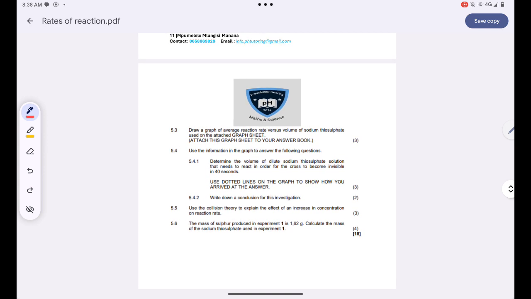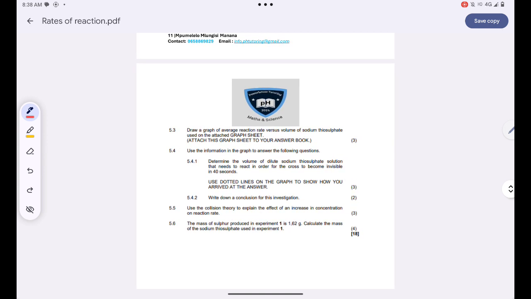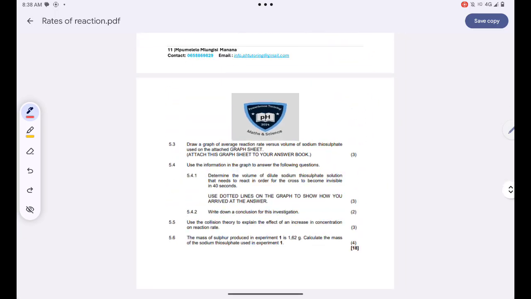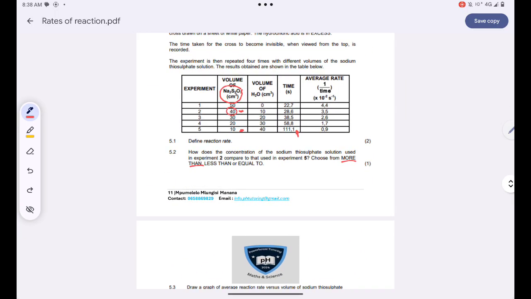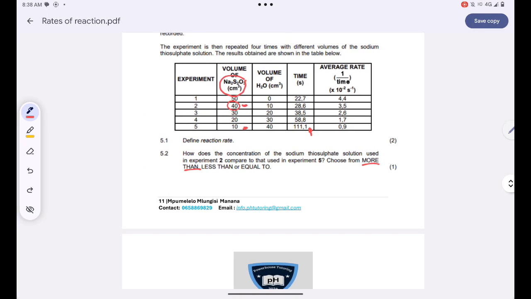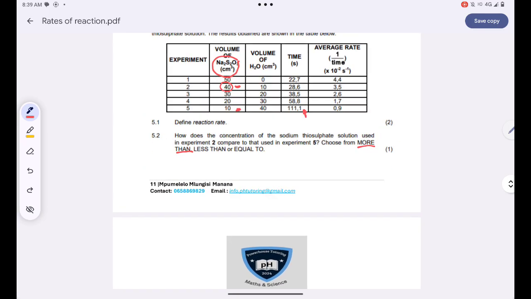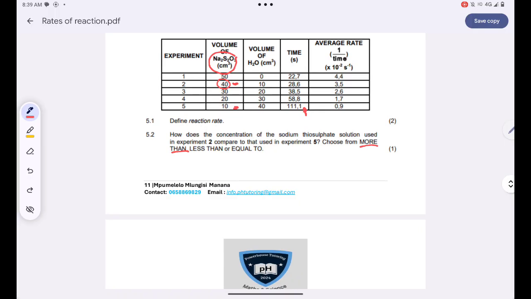Now they want us to draw the average reaction rate versus volume of sodium thiosulfate on the attached graph sheet. Since I told you that these are extracted from past question papers, I will go to the question paper and check for the graph sheet. Let me just take these points.